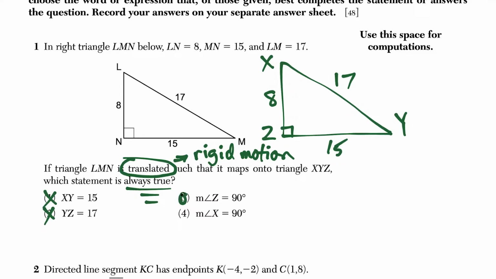Yes, this one is always true because notice that angle N over here, that's the last letter in the letter arrangement, is 90 degrees, and that corresponds to the last letter here. So Z has to be at the right angle. And now the last answer choice is no good because the measure of angle X up here, one of the acute angles of the right triangle, would have to match angle L. Okay, so I could say the measure of angle L is equal to the measure of angle X. That would always be true, but that's not what was said here. So 4 is out, 3 is definitely our answer.